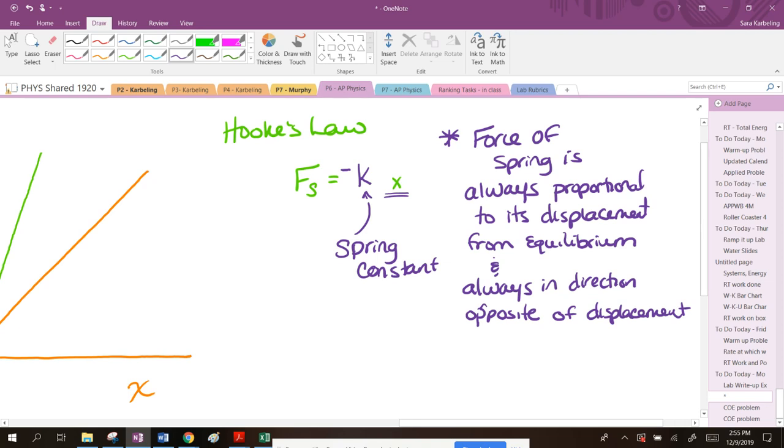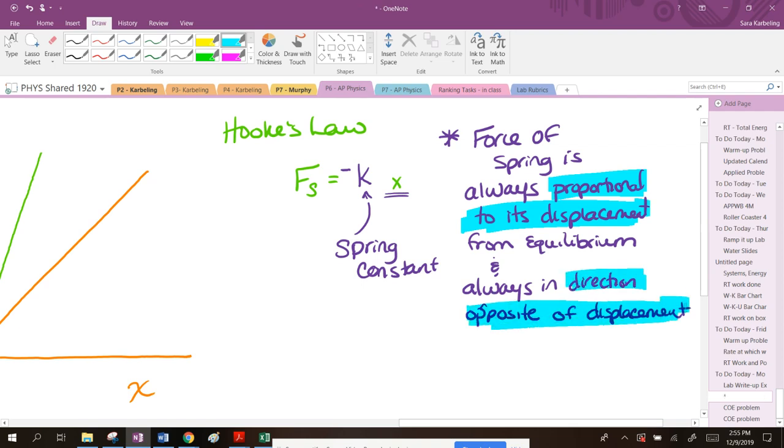I will tell you that College Board loves this two-part definition. They love the fact that not only is it always proportional to the displacement, but it's also always in a direction opposite of the displacement. I see it a lot on problems, so I want to make sure that you see that and you understand it.